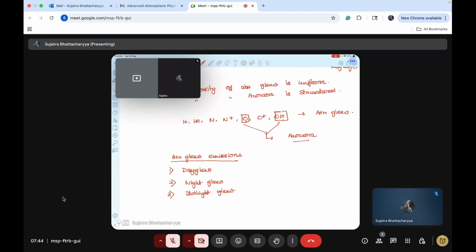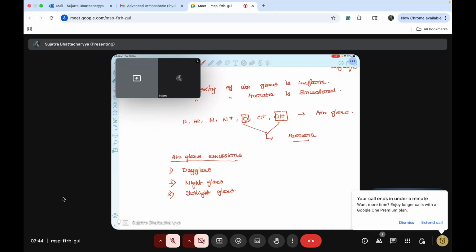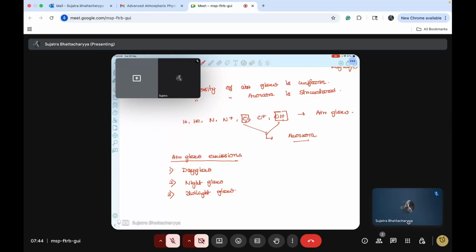Then we will see the cause of aurora somewhat, and we'll discuss the differential rotation of the sun and the granular structure, and again come back to the magnetic field. So that is the thing. I think this meeting may end. We can rejoin with the same link.